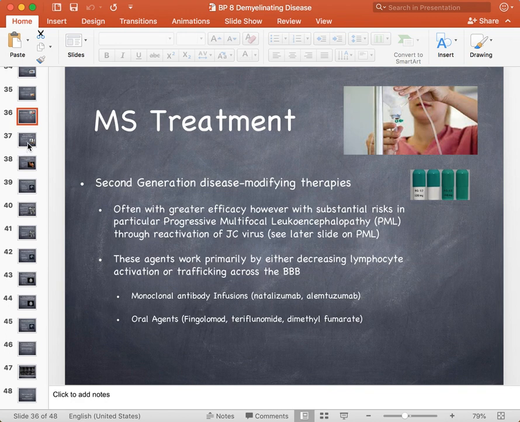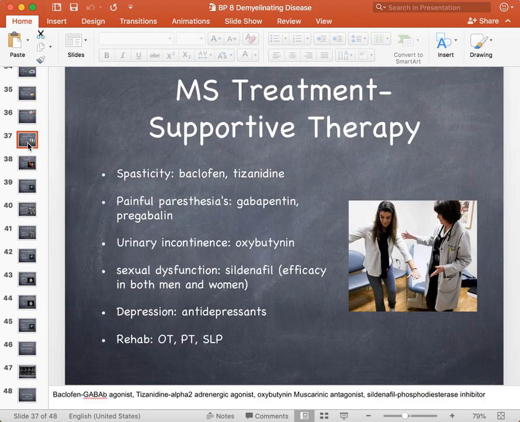Got it. All right. Well, just like all neurological conditions, especially if there's a lingering deficit, we need to think about supportive therapy. So spasticity.